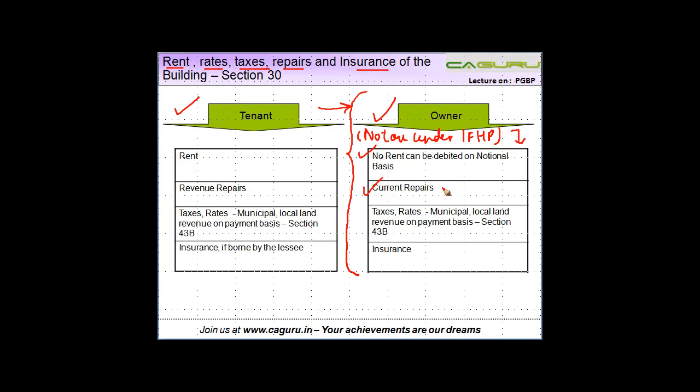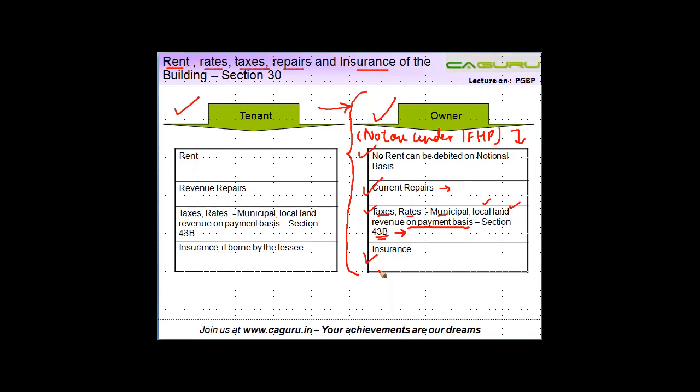Current repairs. So if suppose I incur any amount to repair this building, then I would be entitled to claim that as an expense. The third is taxes, rates. So if there are any taxes which are payable in respect of this building which I am bearing, whether it is in the form of a municipal tax, a local tax, a land revenue, these are mostly allowed on a payment basis, and this is dealt with in section 43B. So all the taxes etc. which I pay in respect of this building will be allowed as a deduction. However, certain conditions are there under 43B that I have to see in respect of these taxes.